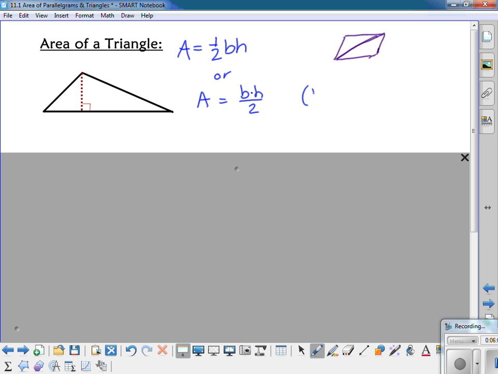And again, remember that the base has to be perpendicular to the height.